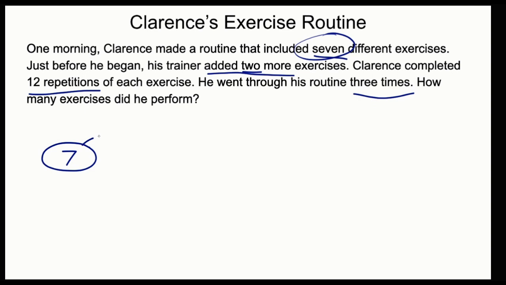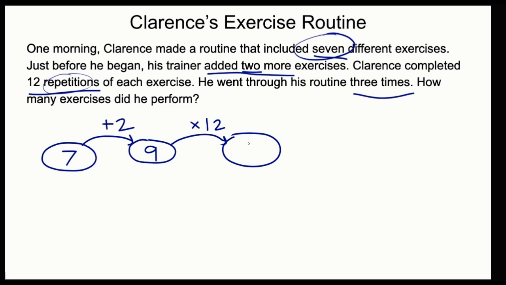And then, just before he began, his trainer added 2 more. So I'm going to add 2 to that initial number, and I'm going to make another node here. So now I have 9. So he's doing 9 exercises. Clarence completed 12 repetitions of each exercise. Repetitions, what operation do you think of when you hear that? I think of multiplication. So I'm going to multiply this by 12. 9 multiplied by 12 is 108.